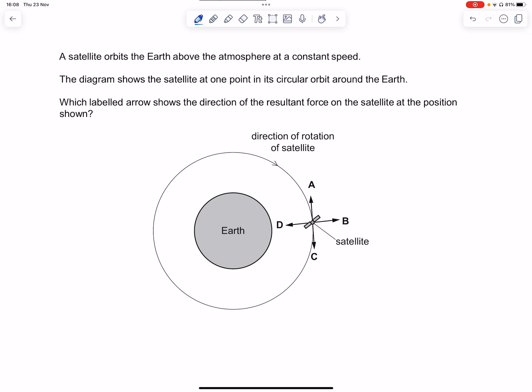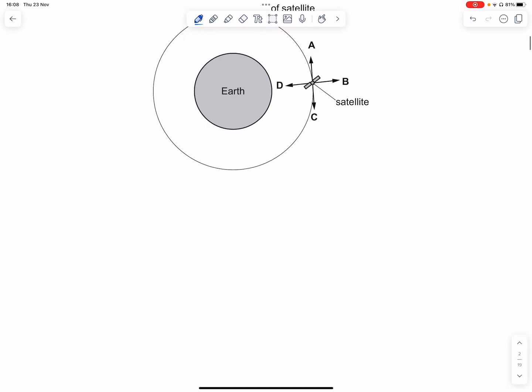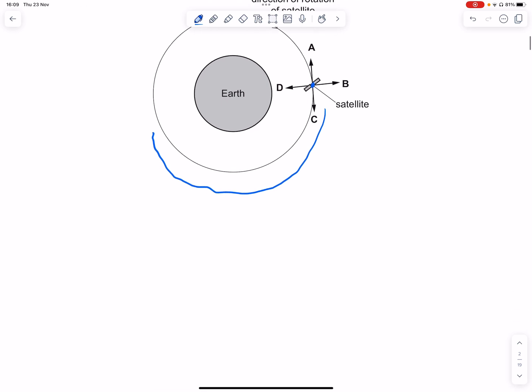So first question. A satellite orbits the Earth above the atmosphere at a constant speed. The diagram shows the satellite at one point in its circular orbit around the Earth. Which labeled arrow shows the direction of the resultant force on the satellite at the position shown? Okay, so essentially, in this question, you've got a satellite orbiting the Earth, and they've shown the satellite at one point across its journey, and they're asking us for the resultant force that acts on the satellite.